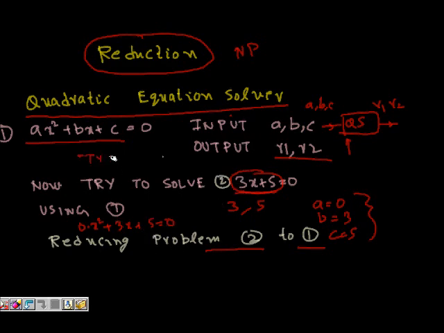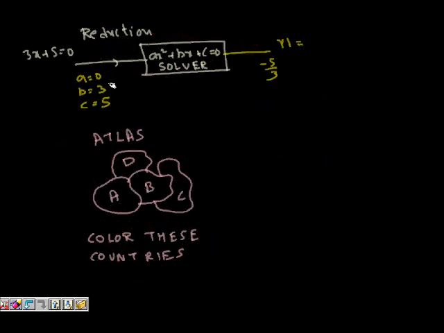Now this transformation step should be easy. It should not be very hard, such that solving the problem itself is much easier than the transformation. Isn't it? If I'm transforming something and it is taking me, let's say, 100 rupees, and solving the problem is taking me 2 rupees, then it's of no use. This transformation is very costly. Our transformation should be easier than solving the problem. So this is what I showed here. A is 0, B is 3, C is 5. You can get the answer.